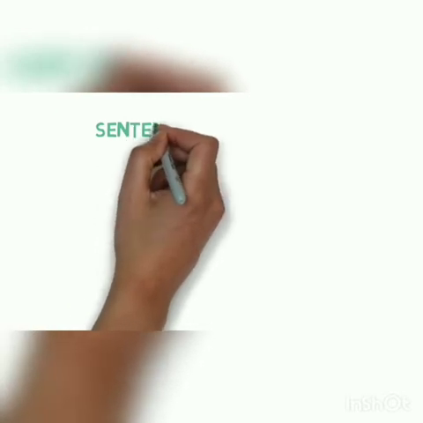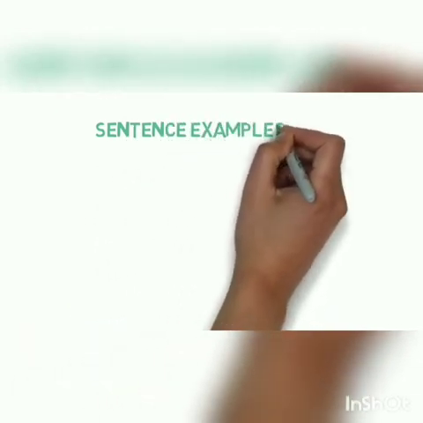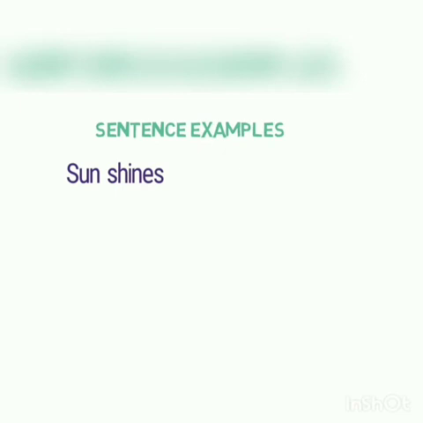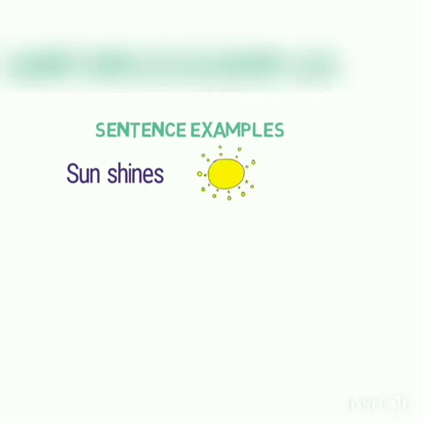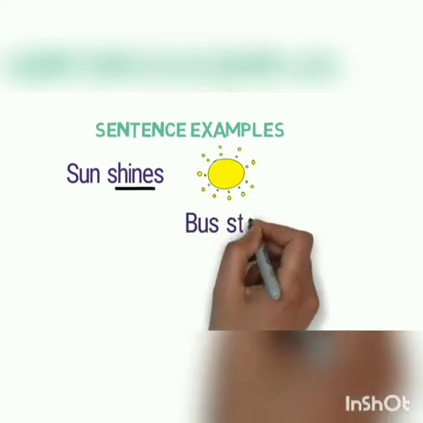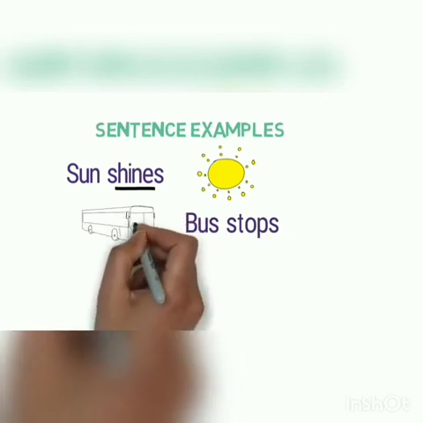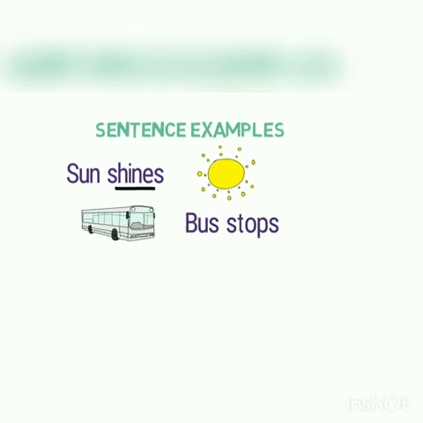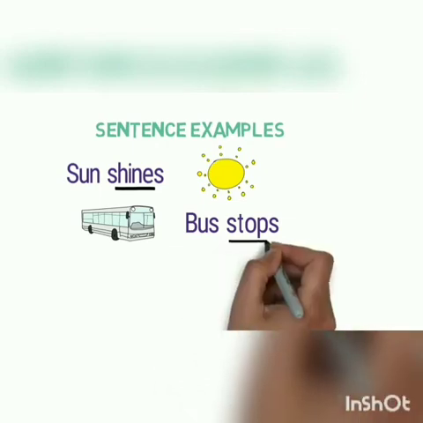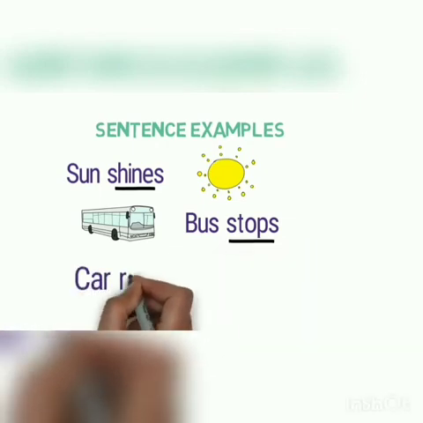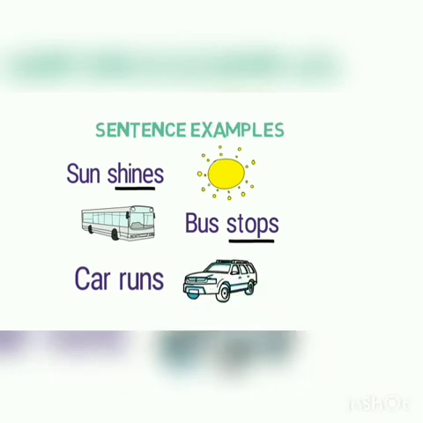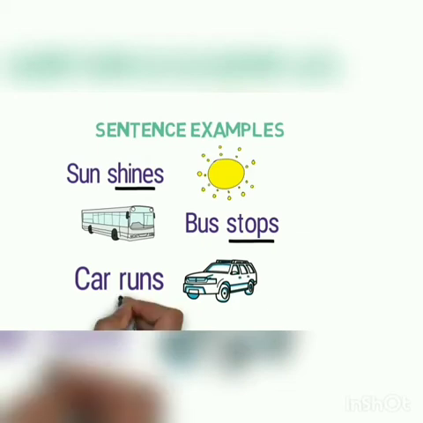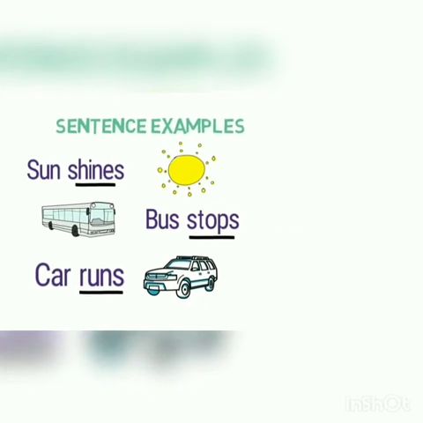Let me give you some sentence examples of them. Sun shines. Here, what is the activity of the sun? It is shining. So, shines is a main verb here. Bus stops. Here, what is the action the bus performs? It is to stop. So, stops is a main verb here. Car runs. Here, what is the activity or action performed by the car? It is running. So, run is a main verb here.